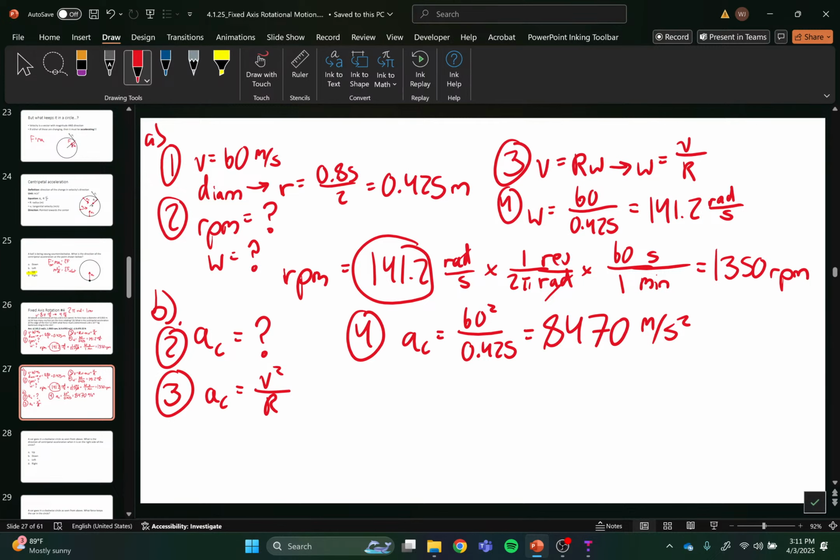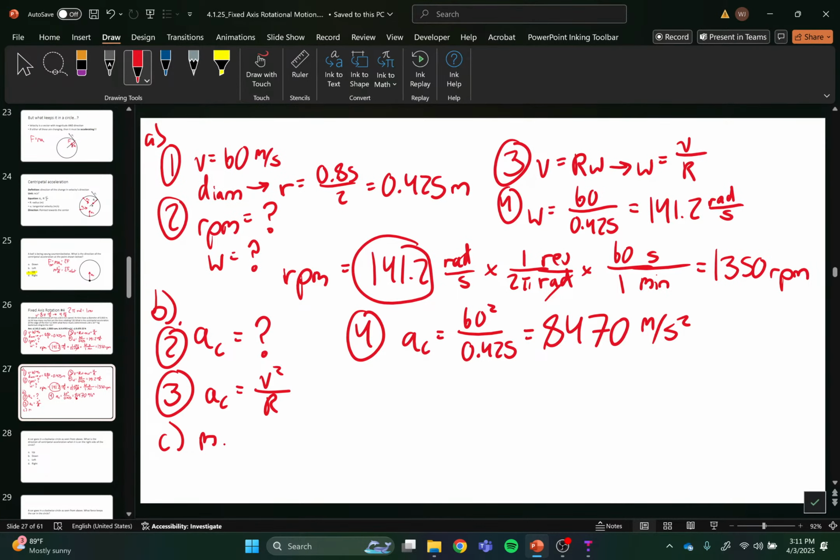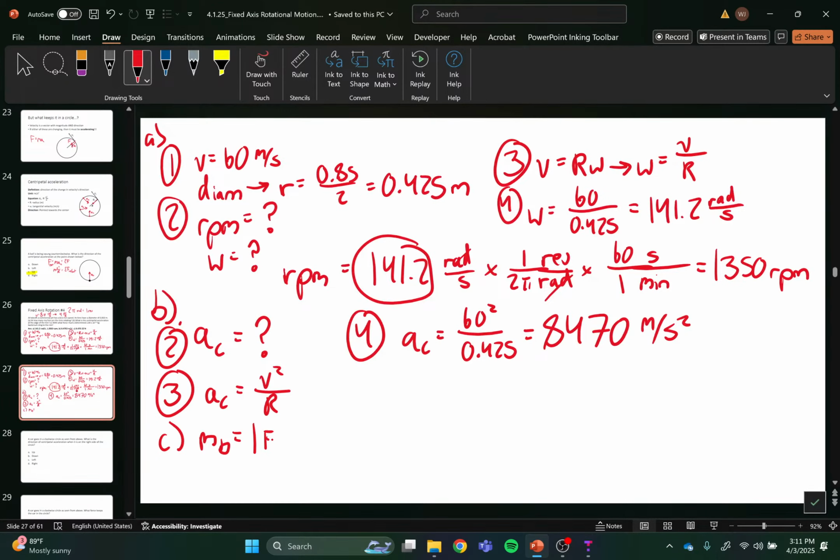And then part C, I'm just going to tell you all what we need to find. It says there's a bacteria chilling on it, with this mass. What force is required so it doesn't get flung off the tire? So I have the mass of the bacteria. It's some dinky number, 1 times 10 to the minus 25. It's a bacteria. It's really small.